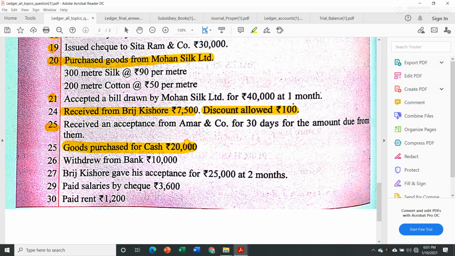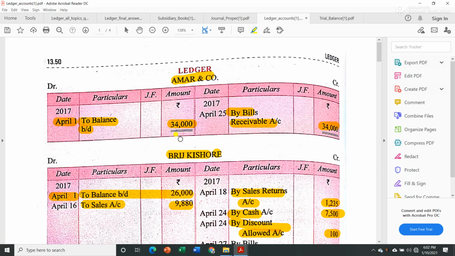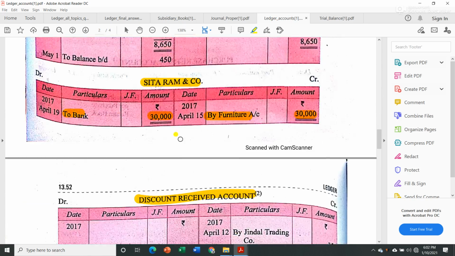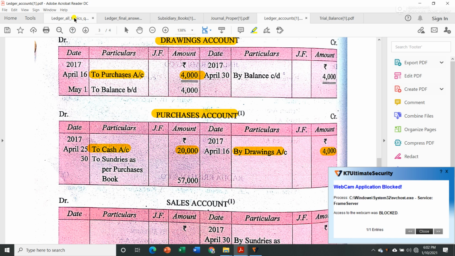Goods purchased for cash 20,000. That means it is a cash purchase, so we will record it in the cash book and write by purchases account 20,000. Then we post in the ledger. Where is the purchases account? Here, since it appeared on the credit side of the cash book, we will write on the debit side, to cash account, because we paid in cash 20,000.